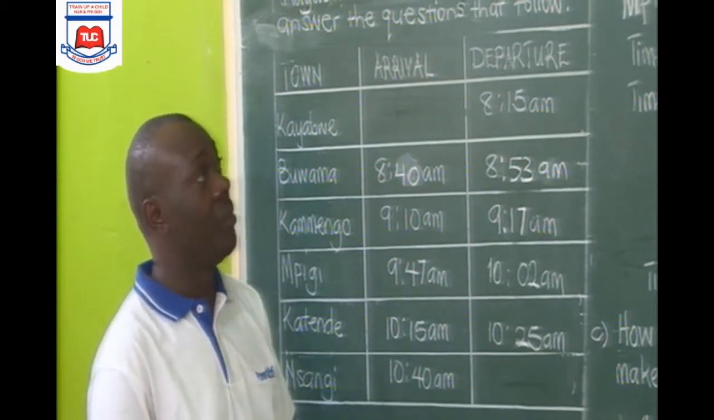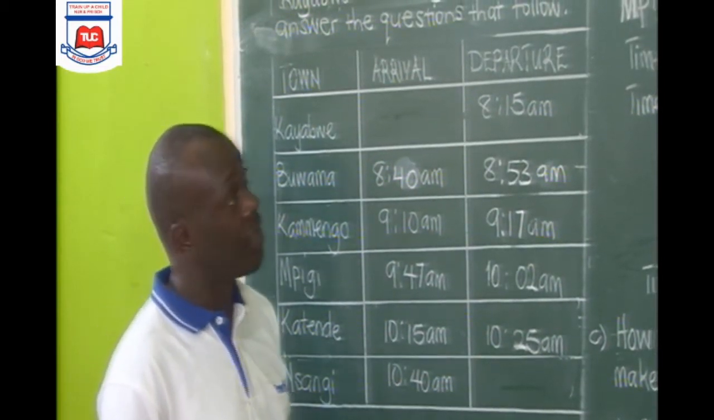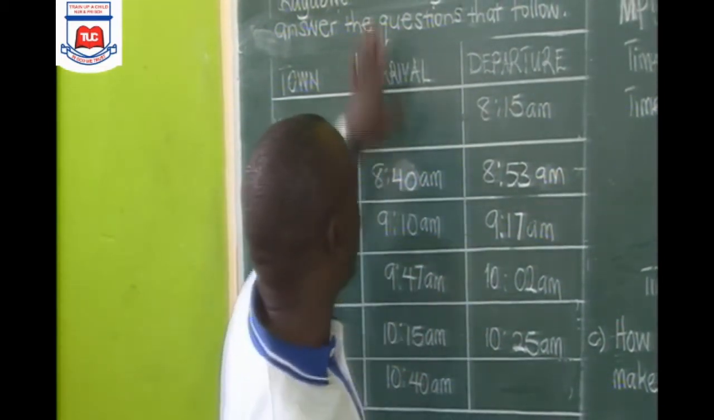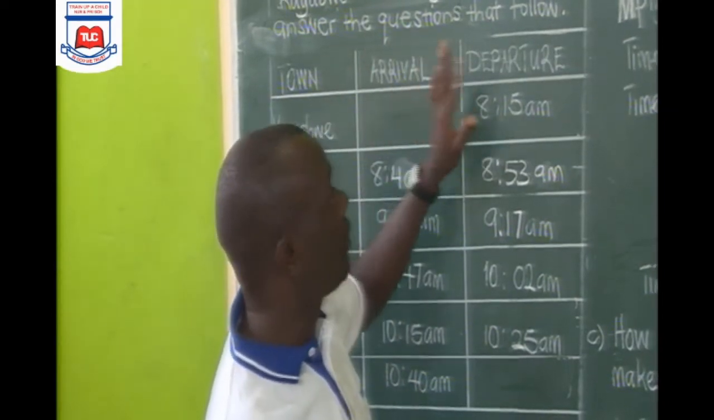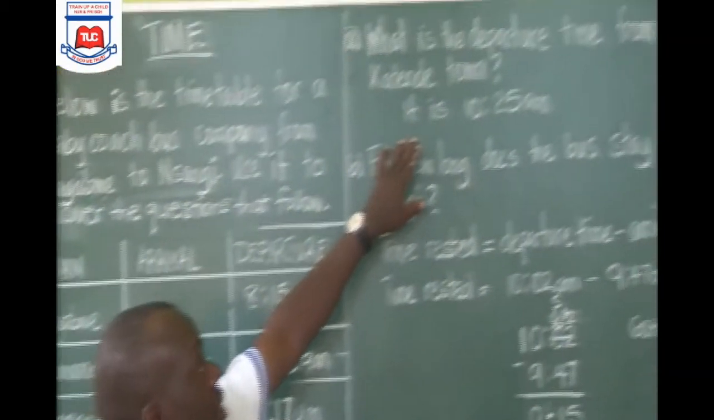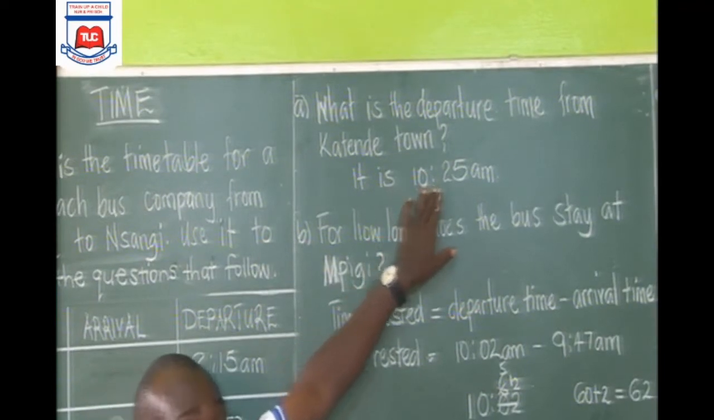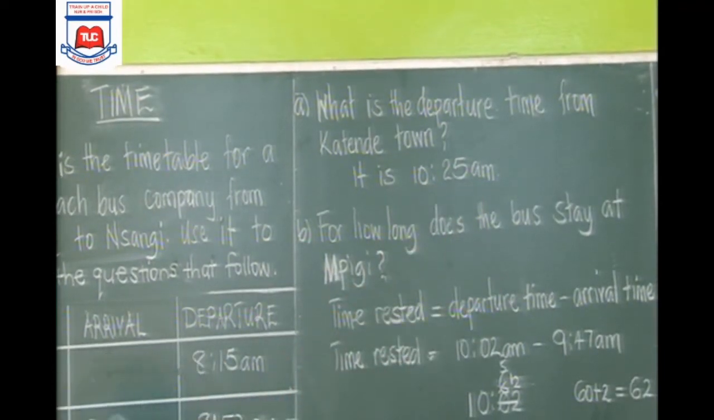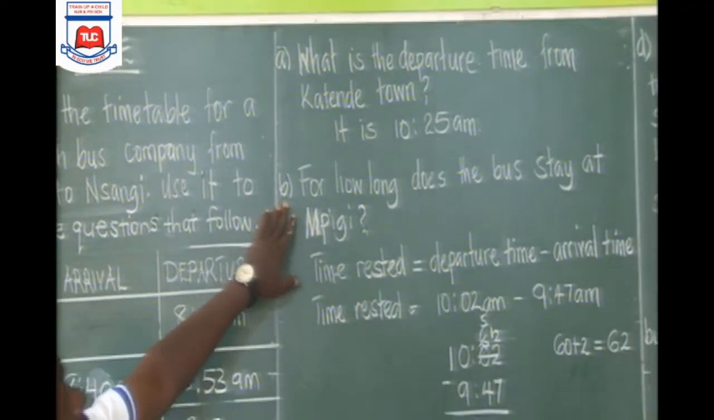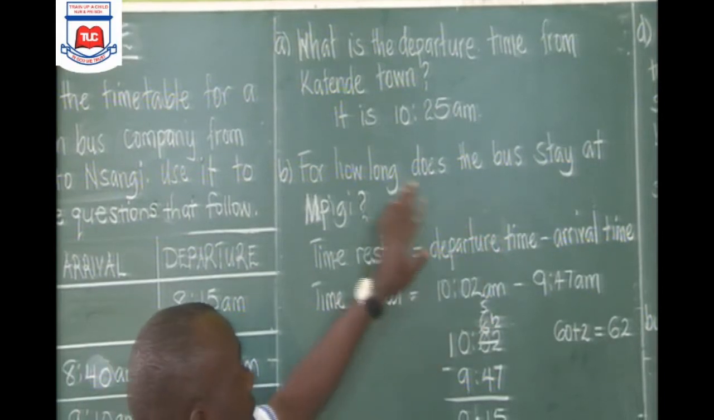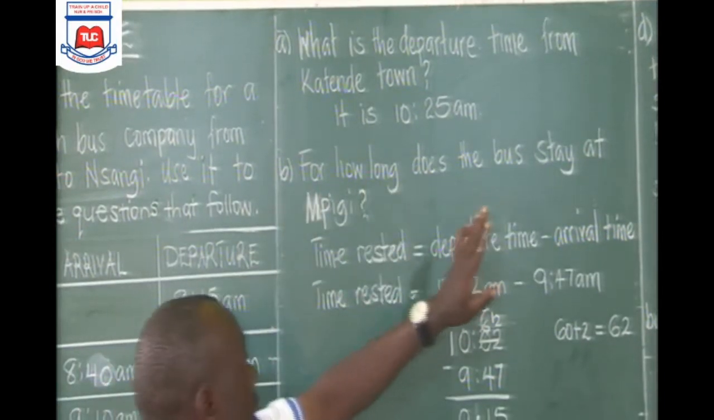10:25 a.m. That is for comprehension of reading, understanding the timetable given, and then write. You say it is 10:25 a.m. Then question B, for how long does the bus stay at Mpigi?